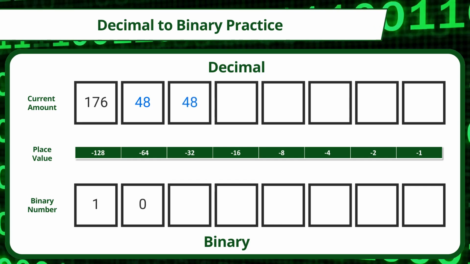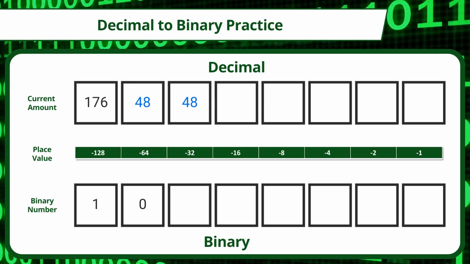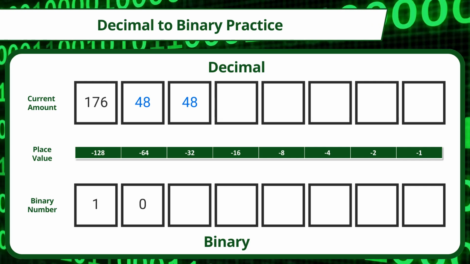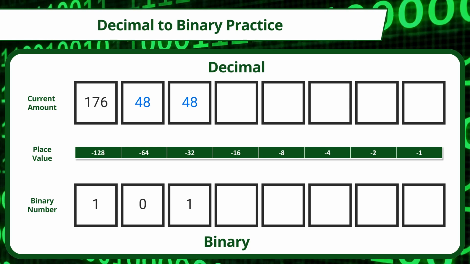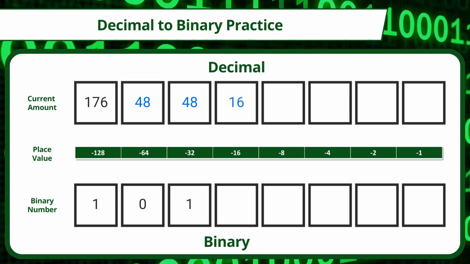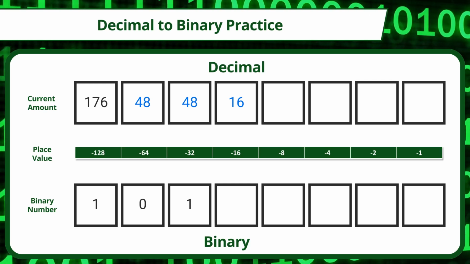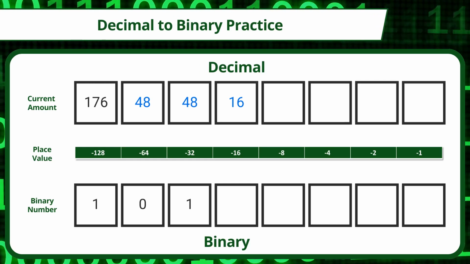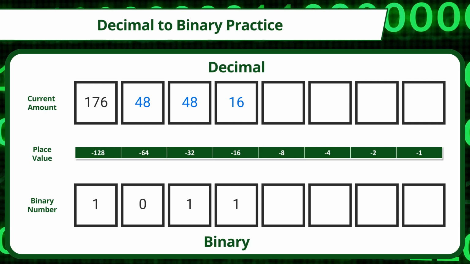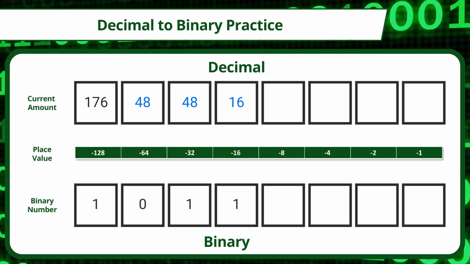Next is 32. Can 32 fit into 48? Yes. Therefore, we place a 1 at the bottom and subtract 32. That leaves us with 16. Now we move to the 16's place. Can 16 fit into 16? Yes, it fits exactly. So we place a 1 and subtract 16. That brings us down to 0.